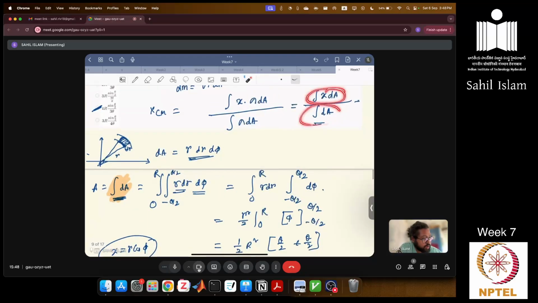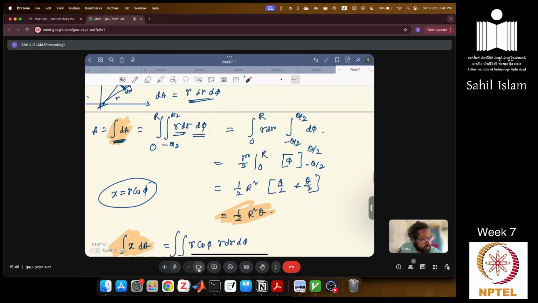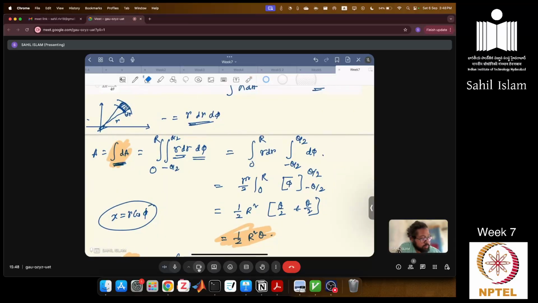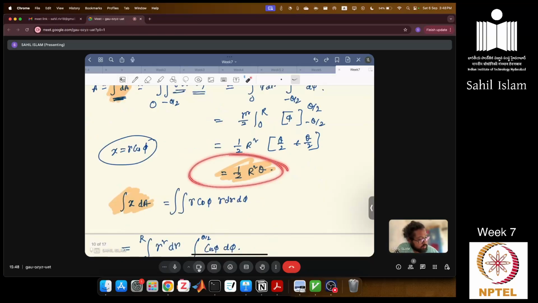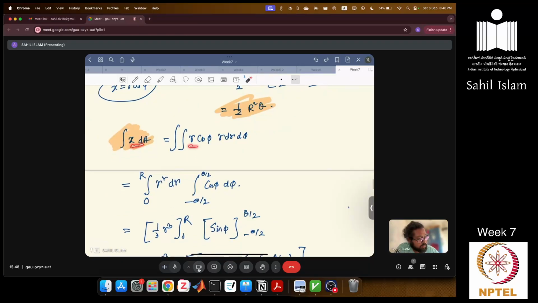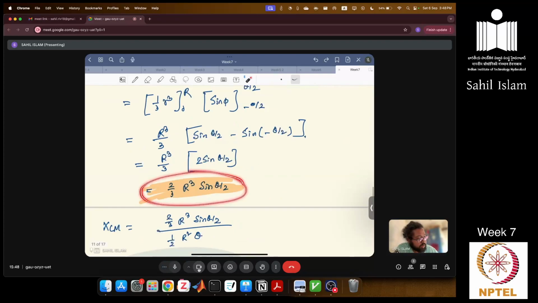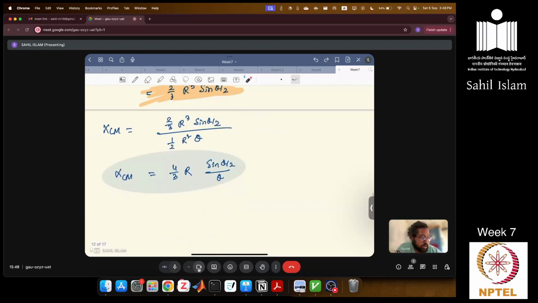So these two we are trying to find out. dA is given by r dr d phi, so we integrate r dr d phi and we get this. Then x is r cos phi, with r dr d phi, and we integrate like this and get this, and we divide these two to find the answer.